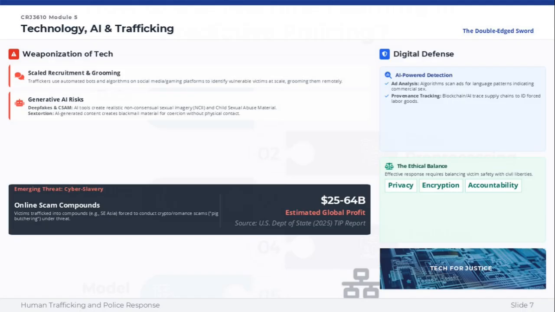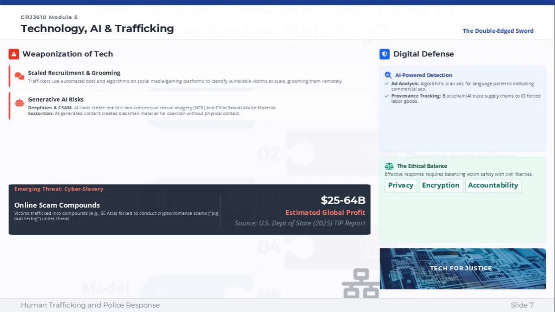Technology plays a dual role in trafficking as both a tool for exploitation and a tool for prevention. Traffickers use social media, encrypted messaging, and automated bots to recruit and groom victims at scale. Emerging risks include AI-generated deepfakes, non-consensual imagery, and sextortion schemes that create leverage without physical contact. The TIP report also identifies cyber-enabled forced labor and scam compounds where victims conduct online fraud under threat.